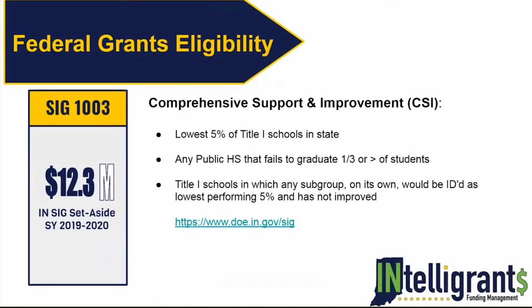In order for a school to be eligible for SIG grant opportunities, it must be among the lowest achieving 5% of Title I served schools statewide, a public high school, Title I served or not, that fails to graduate 1/3 or greater of its students, or a Title I school in which any subgroup is identified as amongst the lowest performing 5% statewide and has not improved.